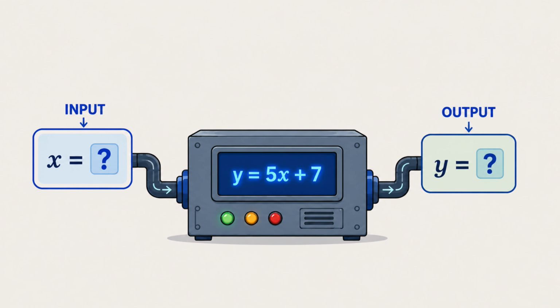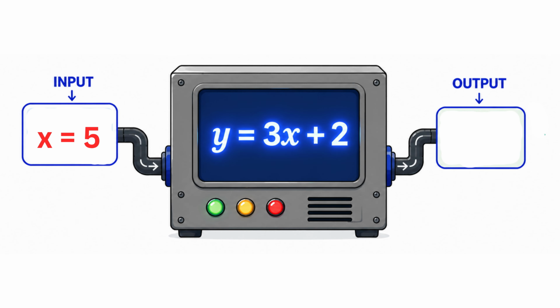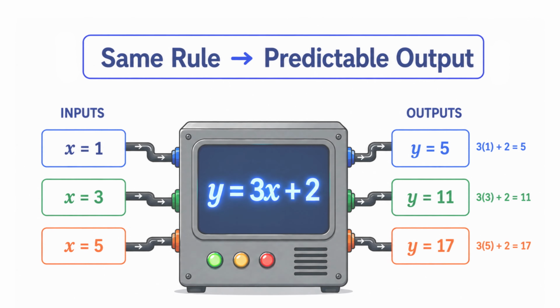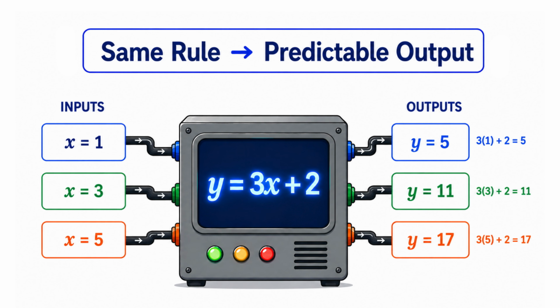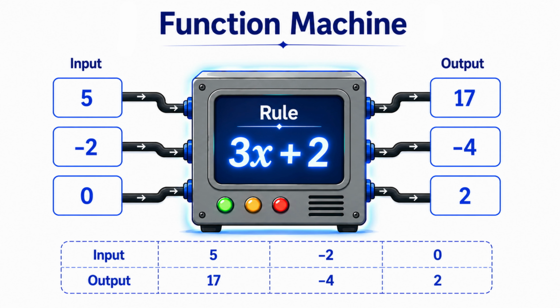Now, linear polynomials begin behaving like machines. Suppose the rule is 3x plus 2. If the input is 5, the output becomes 17. If the input is -2, the output becomes -4. Every input passes through the same mathematical rule and produces a predictable output. This is the beginning of functional thinking.